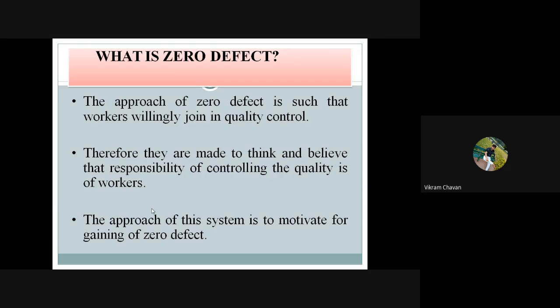The approach of this system is to motivate for gaining of zero defect. Full stop.